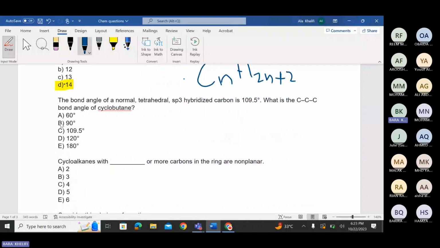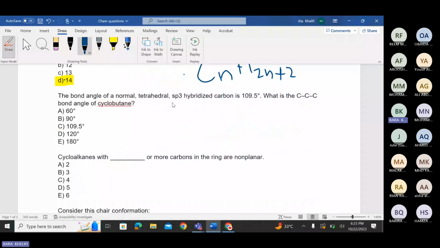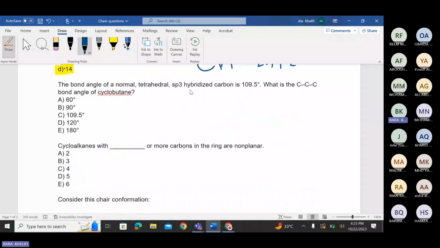Now moving on, the bond angle of a normal tetrahedral, which is sp3 hybridized, has the angle of 109.5 degrees. What is the bond angle of a cyclobutane? So cyclobutane, usually drawn like this, like a diamond. What are the angles on it? 90. Yes, so the correct answer is 90.